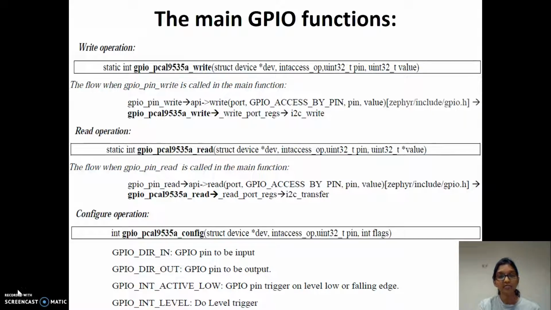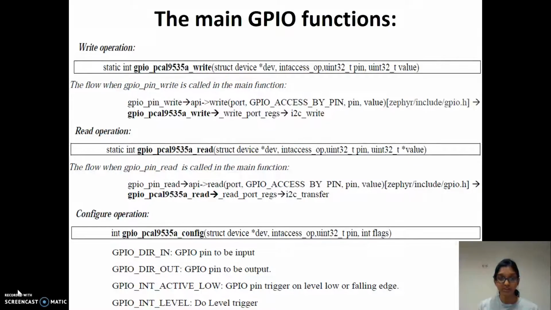I have provided the flow of the functions when GPIO pin write is called from the application. It ultimately calls the GPIO PCAL9535A write in the driver, which communicates with the pin or the port through I2C write. Similar to the write operation, the read operation also functions with the I2C transfer operation. It reads the data or the value from the pin or the particular port.